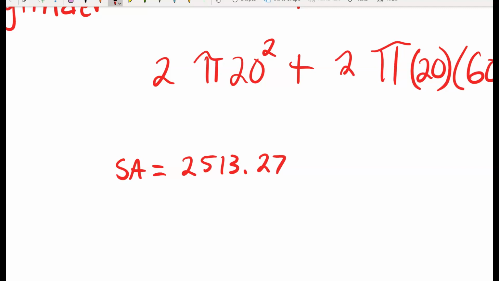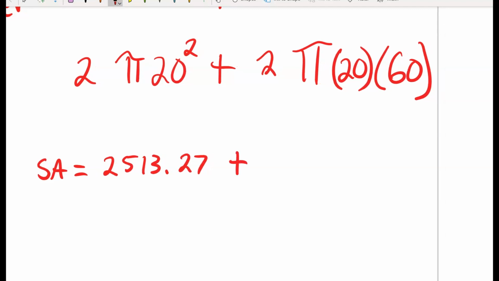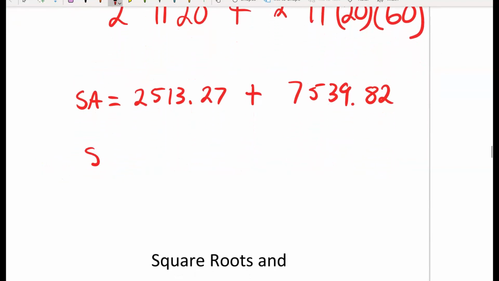But if we do it all in one go, what you're going to end up with is 2,513.27. When you're not too sure how many decimal places to go to, always go to a minimum of 2. That's going to be the safest bet. The next part, we'd have 2 times pi times 20 times 60, and this will get us 7,539.82. The last part we need to do for calculating our surface area is add these together.